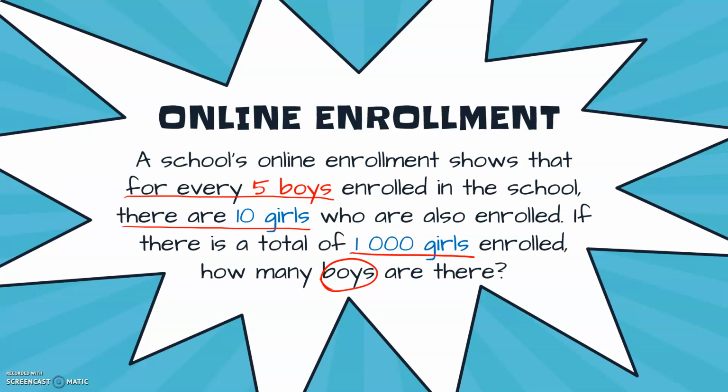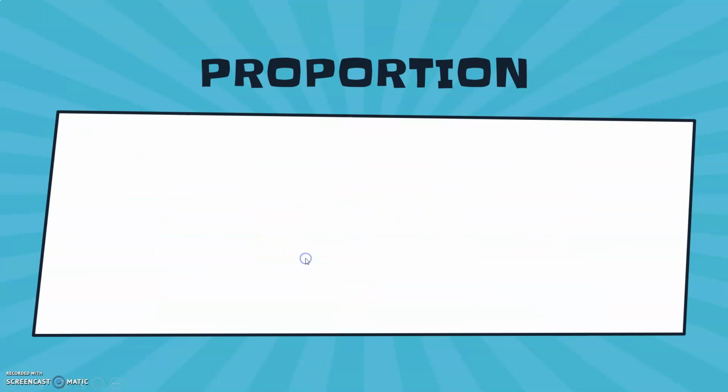So for our first task, we have to look for 2 ratios in our problem. So let's start with this given here. Okay, this is a ratio because it is stated here that for every 5 boys, there are 10 girls. So we can write it as the ratio of boys to girls. And that will be 5:10. So again, this is the number of boys and this is the number of girls.